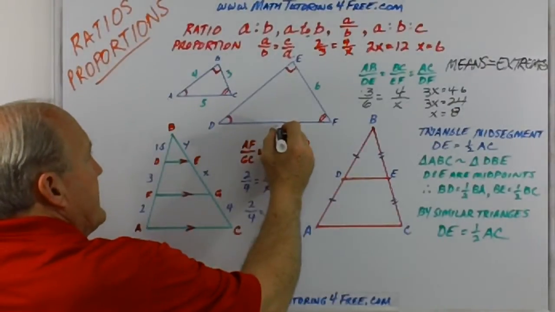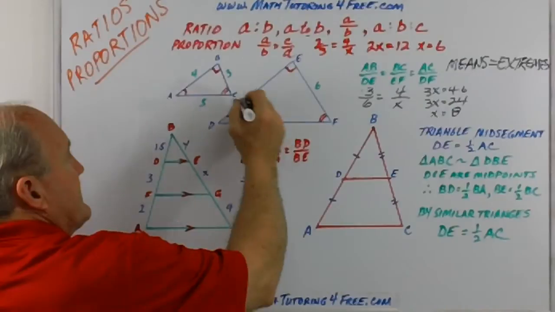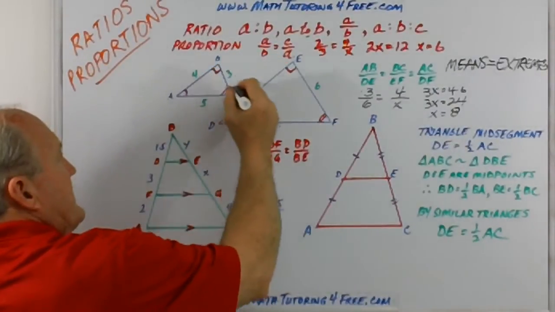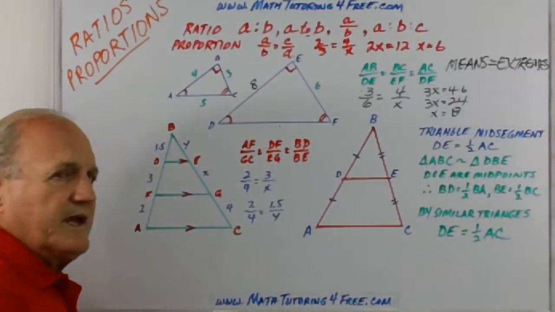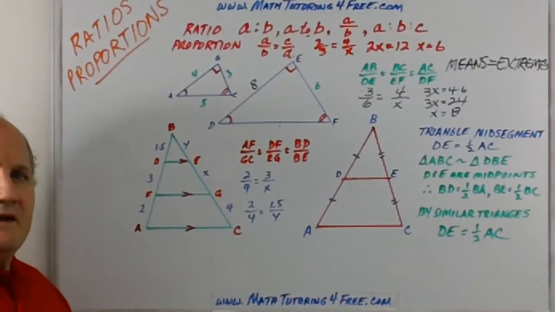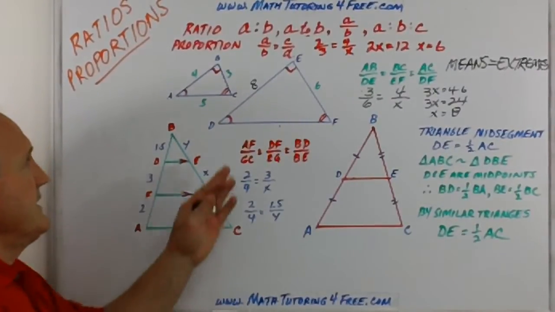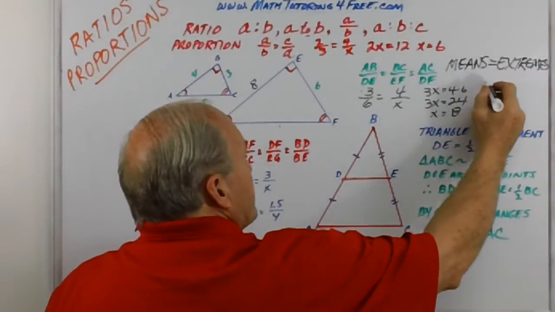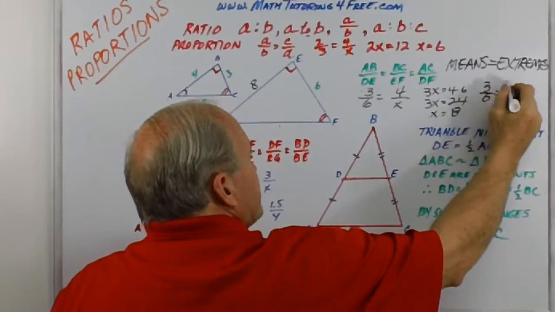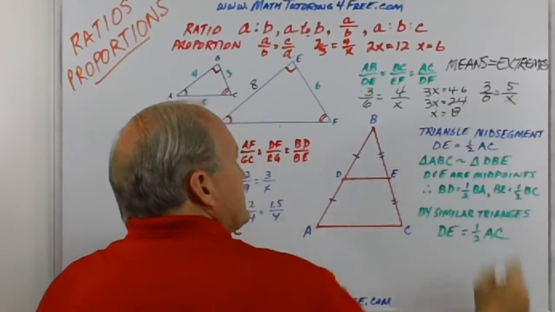So we can come down here and say, well, it's AB to DE, so DE would be 8. Same ratio: 3 is to 6 as 5 is to x.